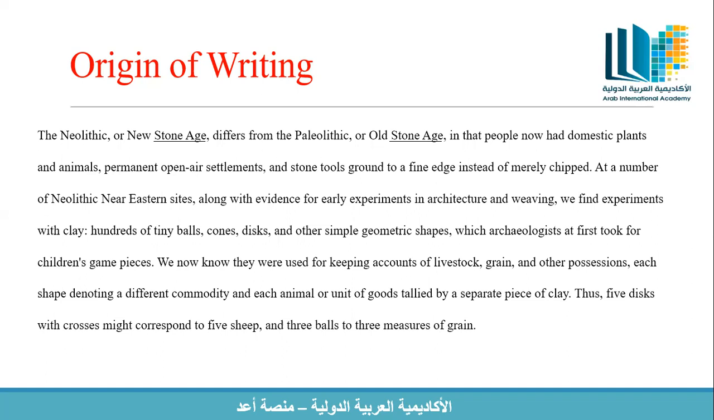But now we know that they were used for keeping accounts of livestock, grain, and other possessions, each shape denoting a different commodity, and each animal or unit of goods tallied by a separate piece of clay. Thus, for example, 5 discs with crosses might correspond to 5 sheep, and 3 bowls to 3 measures of grain.